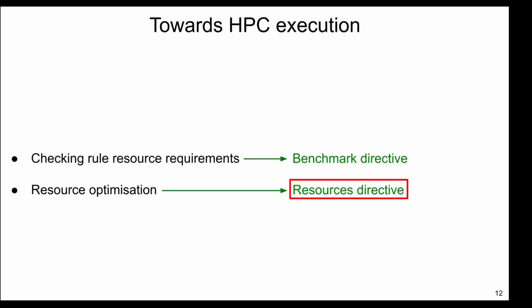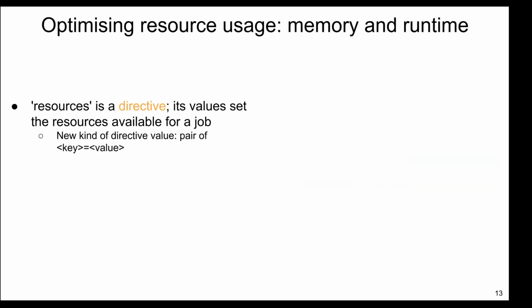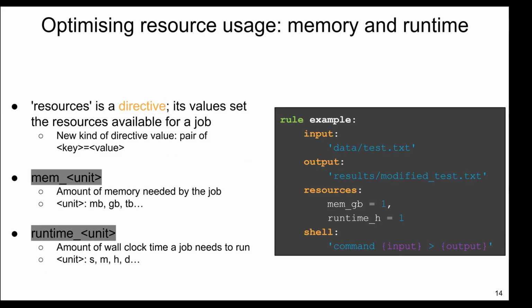Now to actually optimize the resource usage, you can use the resources directive. So that's the last one we'll see today. The goal of this directive is to set some values for a job. And it's a new kind of directive value. It's a pair of key and value. So we always have key equal value. So for example, memory equal something.